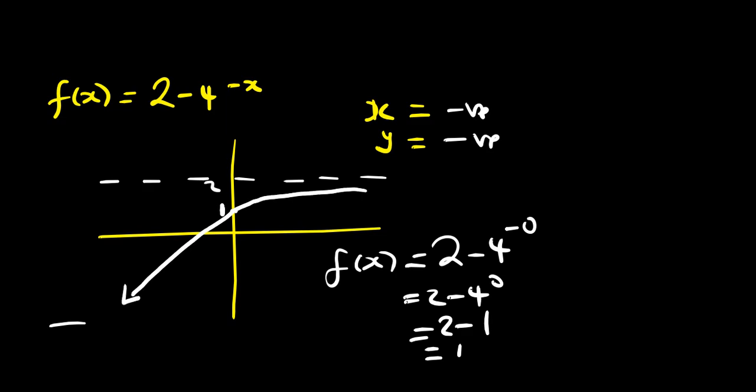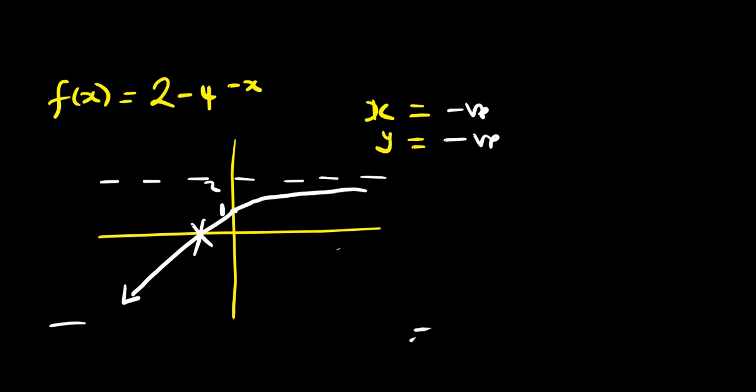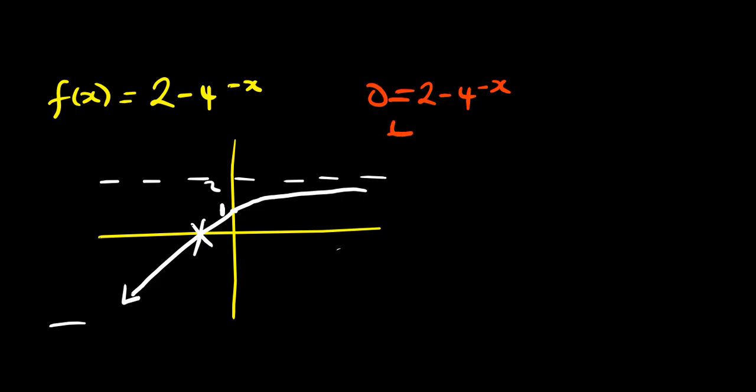Now we've cut the y-intercept, and the x-intercept there. On the x-intercept, what is y? y is equal to 0. So we also have to find that point that I've just shown by an asterisk. So where y is equal to 0, we have 2 minus 4 to the power negative x. Let me take the 4 to the other side. So I'm going to have 4 to the power negative x equal to 2.